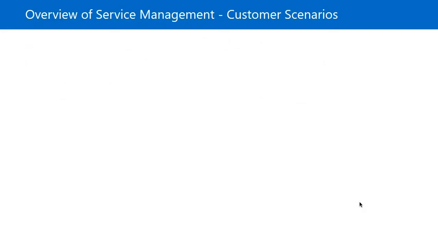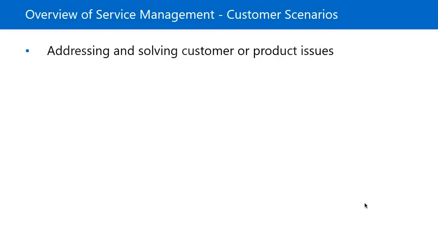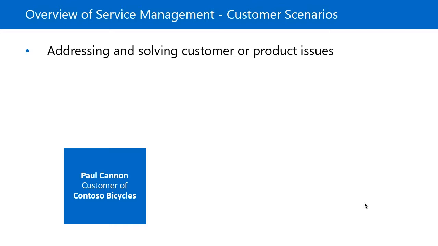To better understand the context of the customer service application, let's review some real-life scenarios. The first scenario is addressing and solving customer or product issues. Paul Cannon is a customer at Contoso Bicycle. He recently discovered that the suspension on his Contoso mountain bike is defective and not functioning correctly. So Paul contacts Contoso Bicycles to discuss the issue and to obtain help with his bike.